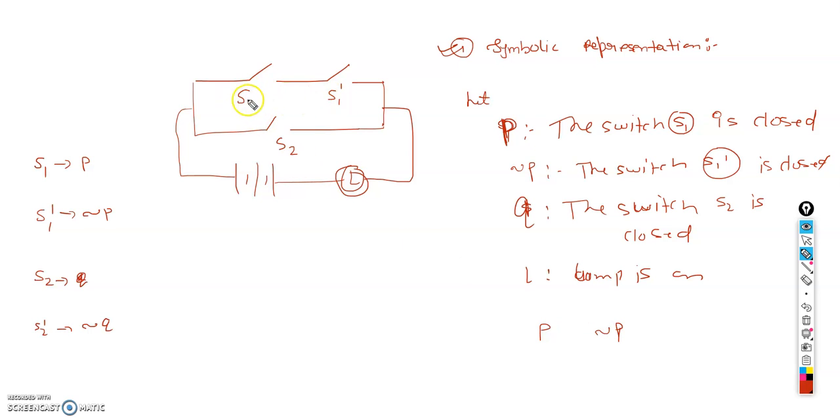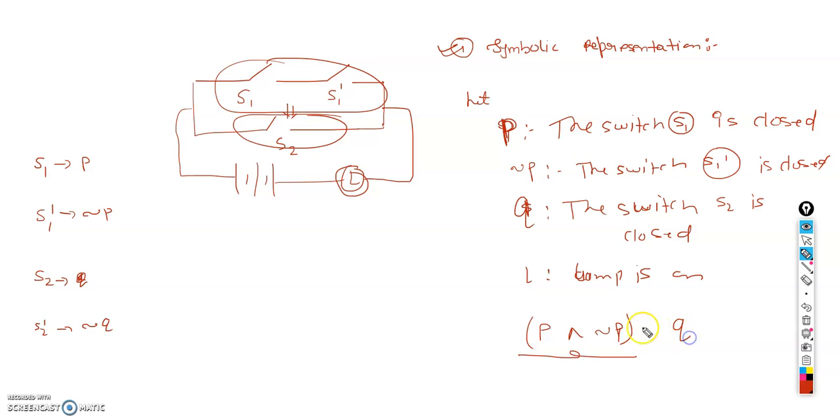Since these switches are connected in series, we have to use the AND operator. After solving this part, I am coming to the bottom. This switch is parallel to this switch, that means this is parallel to this thing. So both are parallel, so we have to use the OR operator. So this is my final output.